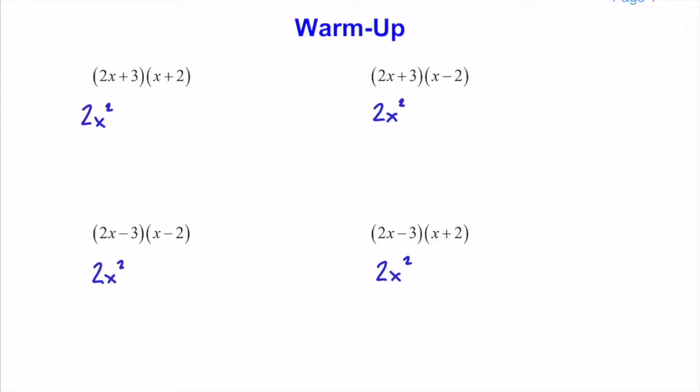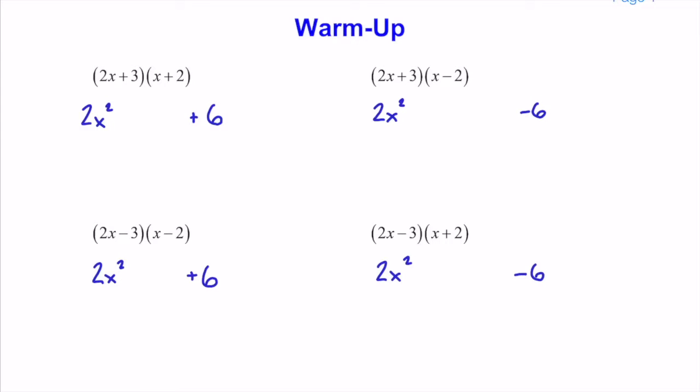In the first one, we've got a positive 3 and a positive 2. Two positives multiply to make a positive. And in the one below that, two negatives also multiply to make a positive. So we'll have plus 6 for these first two on the left. For the other ones, we've got opposite signs on the 3 and the 2. So when we multiply a positive and a negative, we'll end up with a negative 6. So that's our constant term.